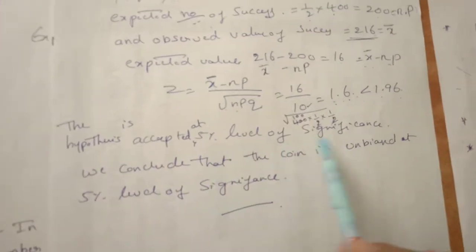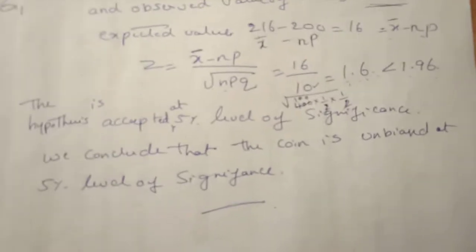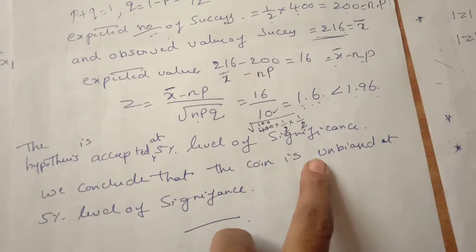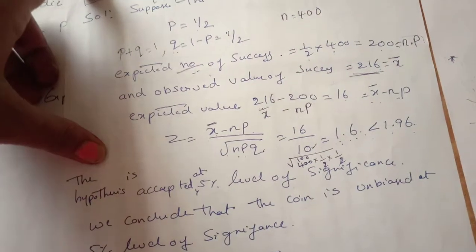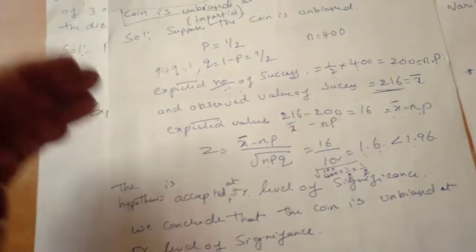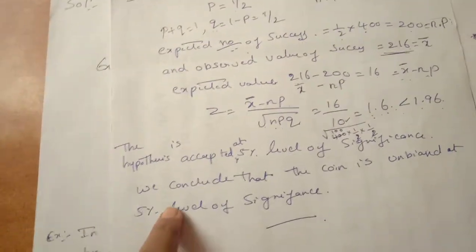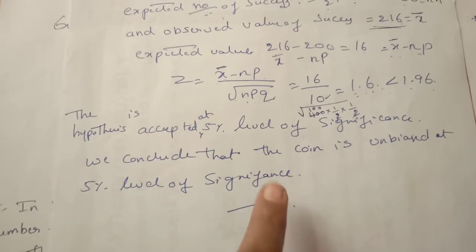So at the 5% level of significance, you have to write the conclusion, then only you get the full marks here. The conclusion is that the coin is unbiased. This means we are accepting the hypothesis that whenever the coin is tossed, it should be tossed in an impartial way. Therefore, we conclude that the coin is unbiased at the 5% level of significance.